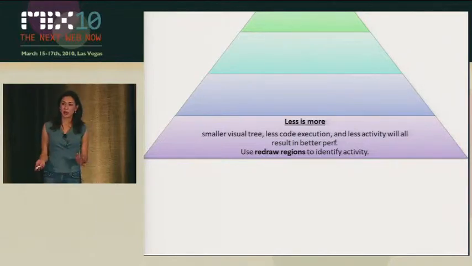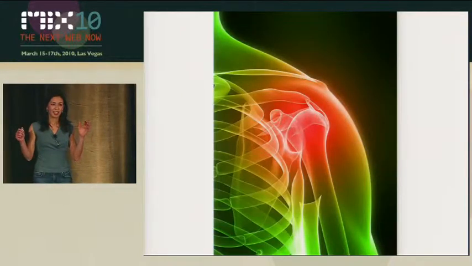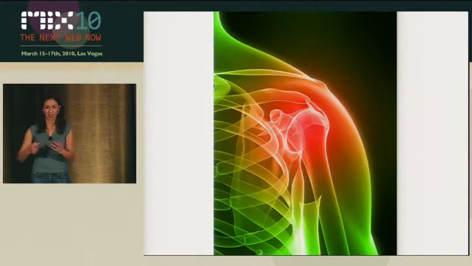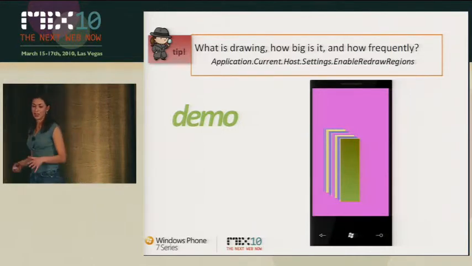So we're going to use redraw regions to figure out what's going on behind the scenes. Redraw regions is sort of like visualizing the pain point or asking the patient, where does it hurt? How often does it hurt? What sort of triggers the situation? And how frequently do you get the pain? So enable redraw regions will allow you to see exactly that on your application. It will identify what is drawing, how big is it, and how frequently. And if you're epileptic, please close your eyes.